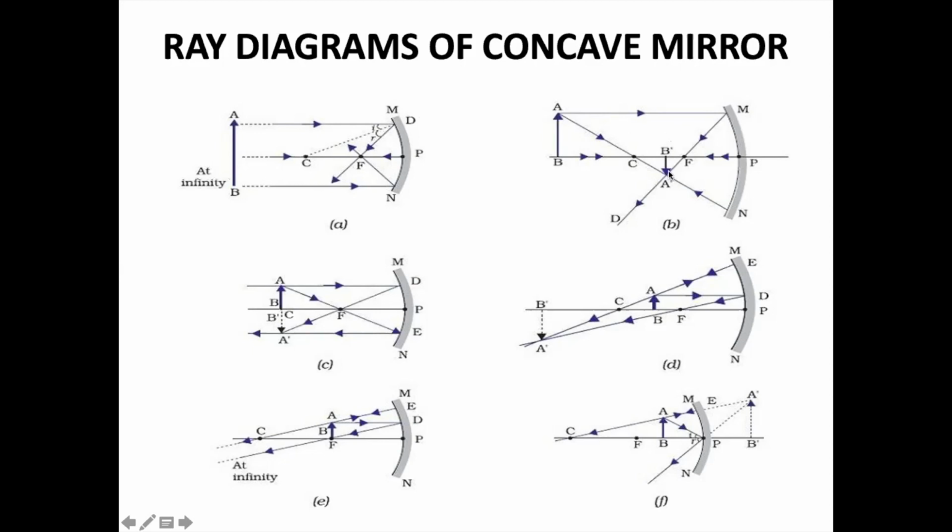Which type of image is formed? The rays are meeting, you can say real. But you will have to apply the rules 1, 2, 3, and 4. Which rule am I applying? Rule number 1. The incident ray is parallel to the principal axis. This is a principal axis. So the incident ray is parallel to the principal axis. What is happening? It will reflect back and pass through the focus.